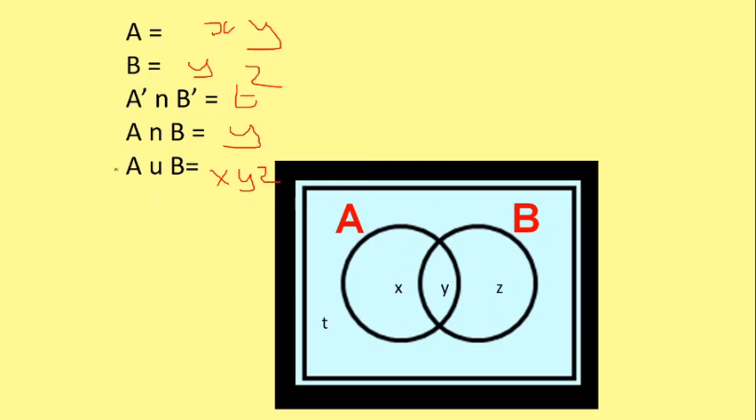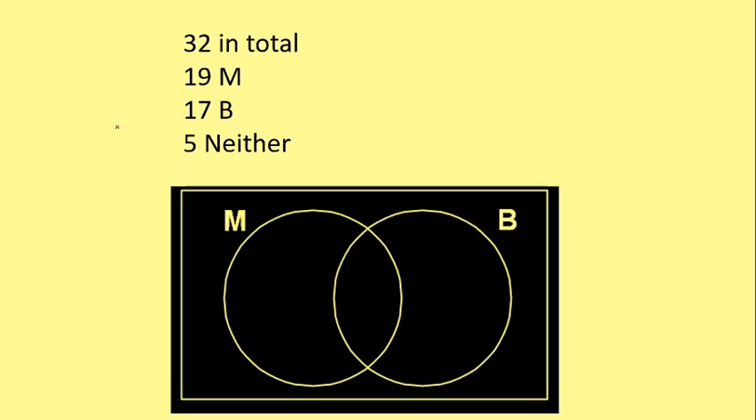Now the important thing is, A or B is not the same as everything in A added to everything in B, because if you look at that, I'm counting something twice. I'm counting Y twice, because Y is in A and Y is in B. So for A or B, I'd have to subtract the A and B section, which is the Y. Now, using that information, can you please do this question here?